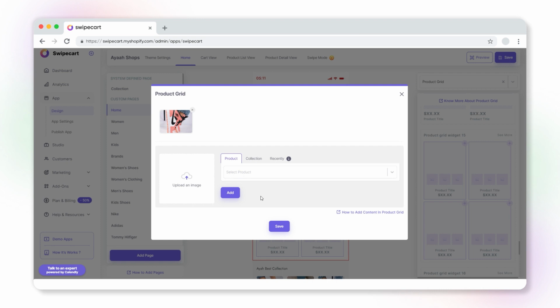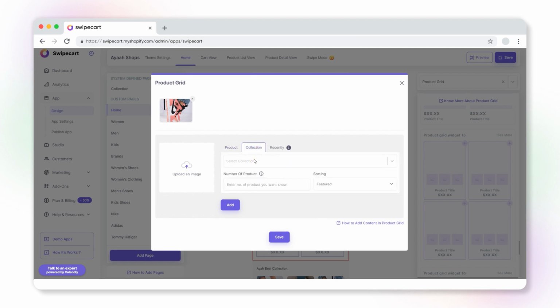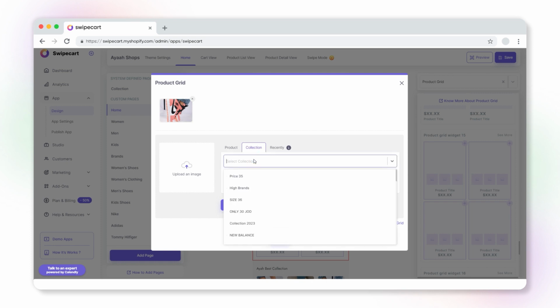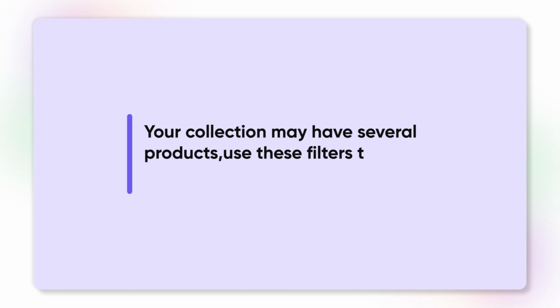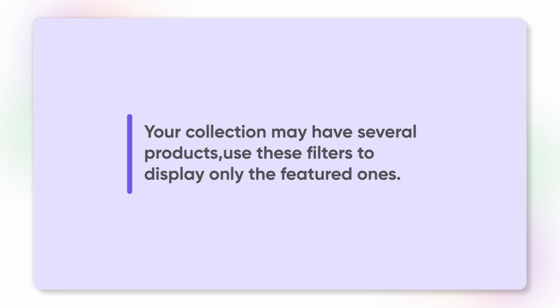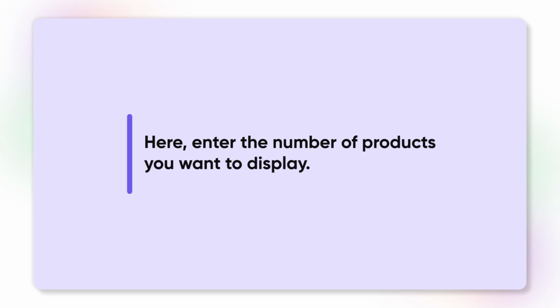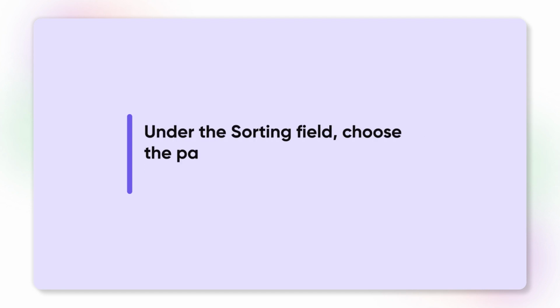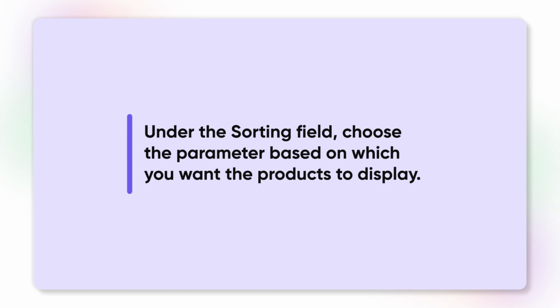2. Collection: to add products using the collection option, select a collection from the drop-down. It will automatically retrieve the associated products. Your collection may have several products. Use these filters to display only the featured ones. Here, enter the number of products you want to display. Under the sorting field, choose the parameter based on which you want the products to display.